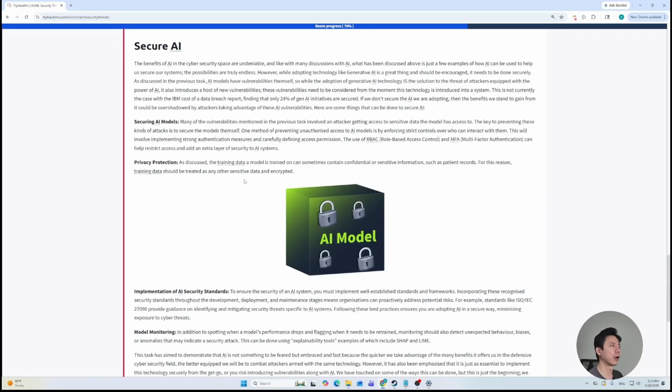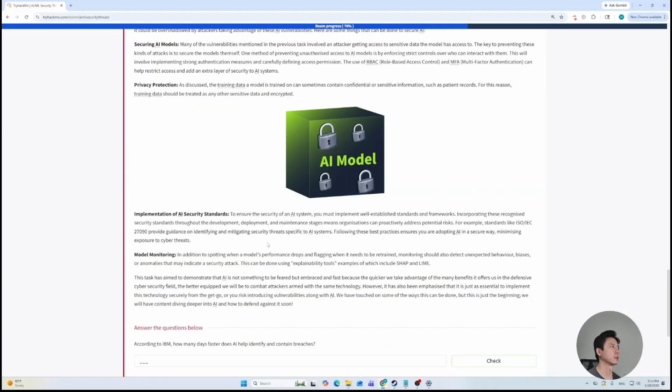One method of preventing unauthorized access is by enforcing strict controls over who can interact with them. This will involve implementing strong authentication measures and carefully defining access permissions. The use of role-based access control and MFA, multi-factor authentication, can help restrict access and add an extra layer of security to systems. As discussed, the training data a model is trained on can sometimes contain confidential or sensitive information, such as a patient's records. For this reason, training data should be treated as other sensitive data and encrypted.